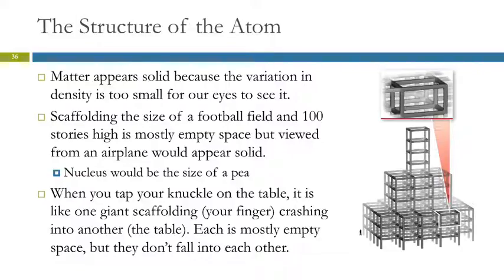So, if atoms are mostly empty space, how can things appear to be solid? These bench tops appear to be pretty solid, right? You don't want to fall and hit your head on that. It's really hard. Matter appears solid because the variation in the density between that electron cloud and that little teeny tiny nucleus, the variations there are too small for our eyes to see.